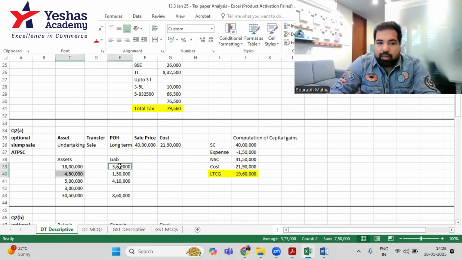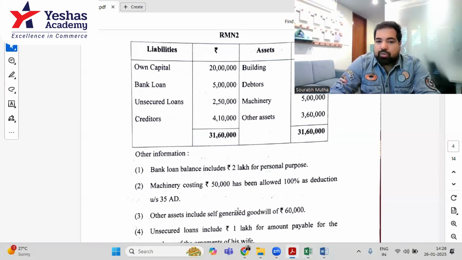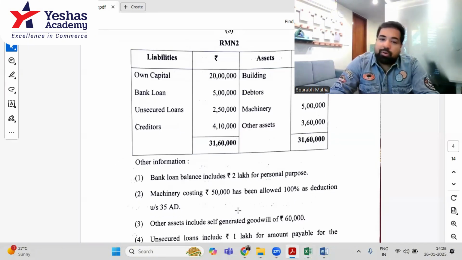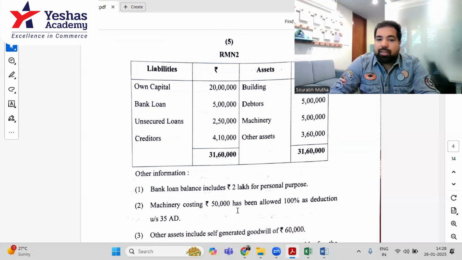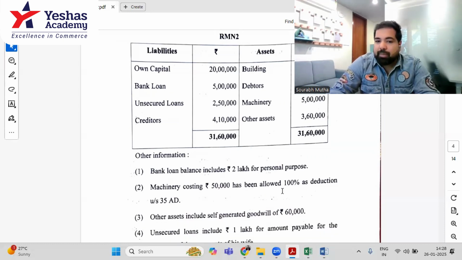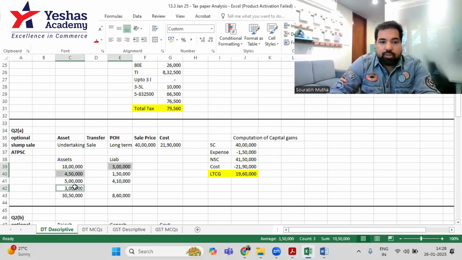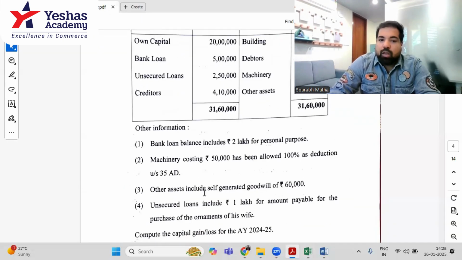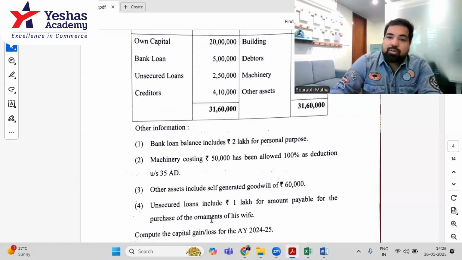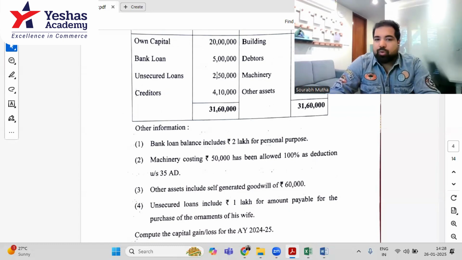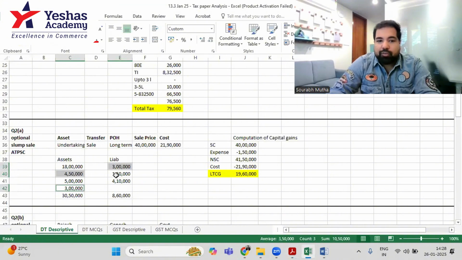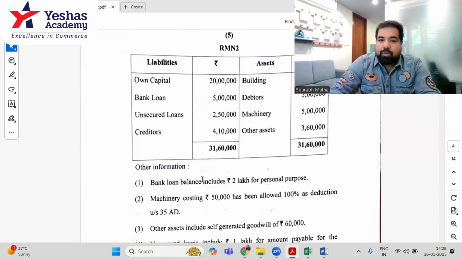So these two numbers are done. Next, other assets include self-generated goodwill. We don't include self-generated goodwill. So from other assets, I will minus 60, from 3 lakh 60, so that is 3 lakh, which is here. One more number done. Unsecured loans include 1 lakh for amount payable for the purchase of ornaments for his wife. That's not a business expense. So I'll remove 1 lakh from 2 lakh 50 and I'll make it 1 lakh 50, which is here. The other numbers remain the same.